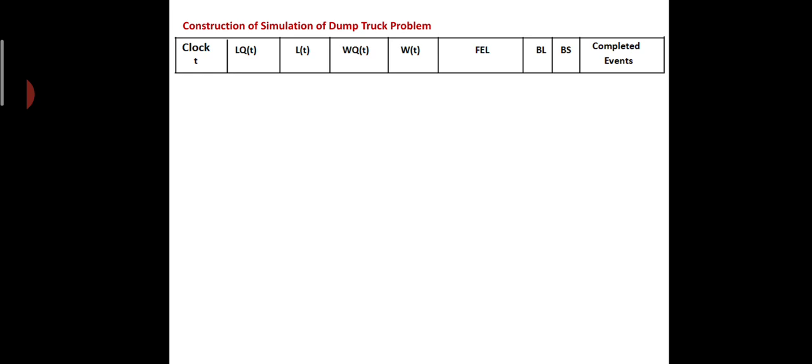FEL will have the list of event notices which are going to happen very soon in the near future. BL is a state variable which holds the busy time of both the loaders, and BS is a variable which holds the busy time of the scaling point. The last column lists the events which are going to complete.